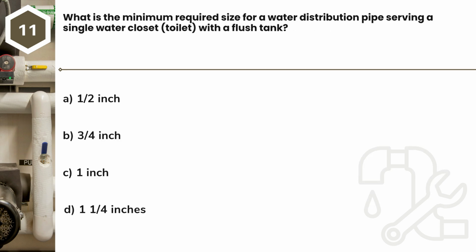Question 11. What is the minimum required size for a water distribution pipe serving a single water closet, toilet, with a flush tank? A. 1/2 inch. B. 3/4 inch. C. 1 inch. D. 1 1/4 inches.